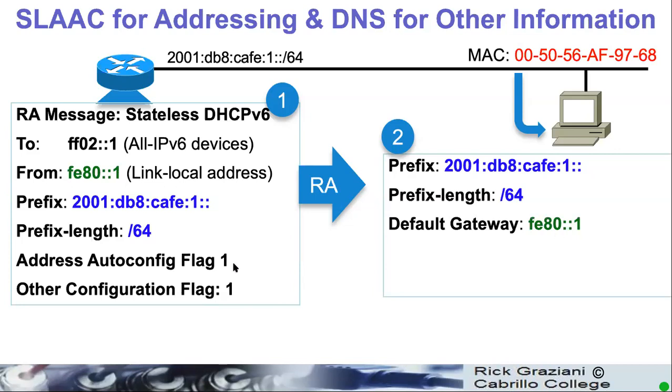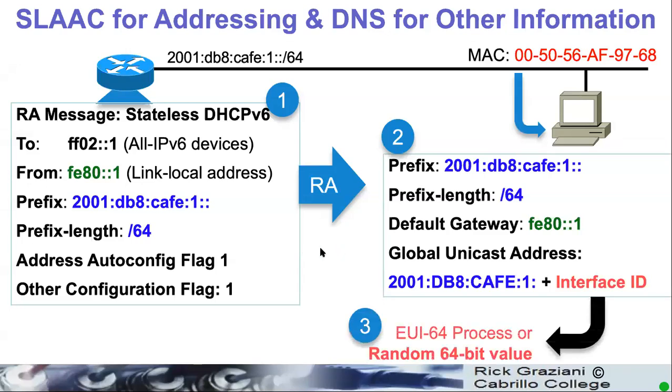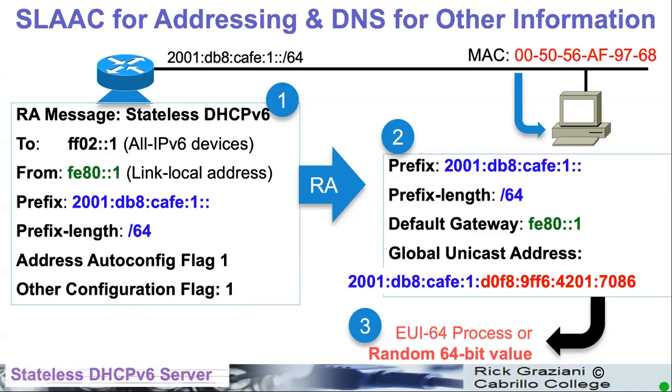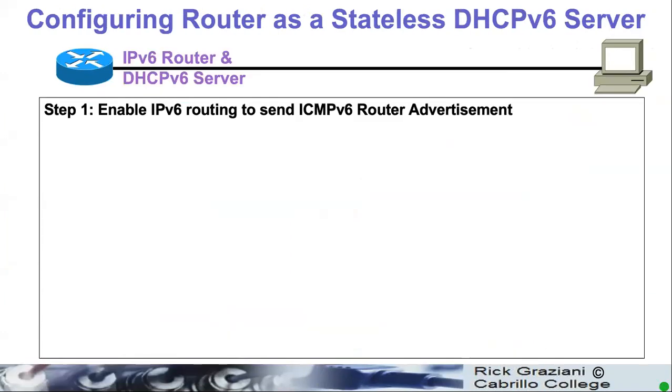But because the address autoconfig flag is set to 1, the device will create its own global unicast address using the prefix in the router advertisement. It will create its own interface ID using EUI-64 or a random 64-bit value. Because the other config flag has now been modified to 1, this client will then ask a stateless DHCPv6 server for any information it may have for the client, which could include a DNS address.